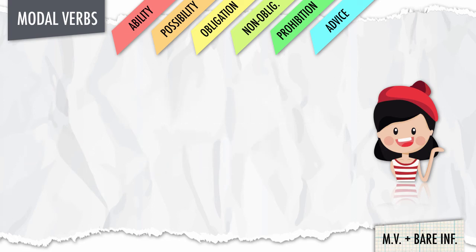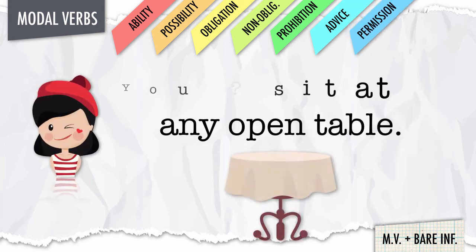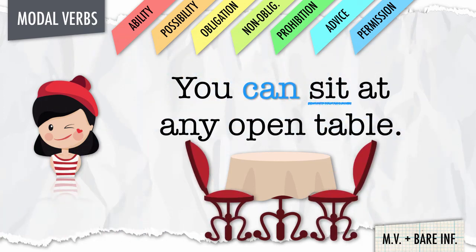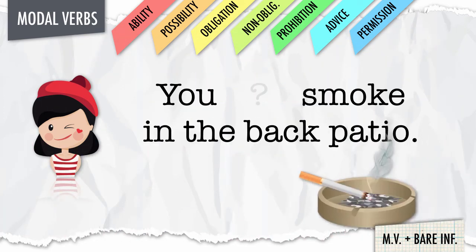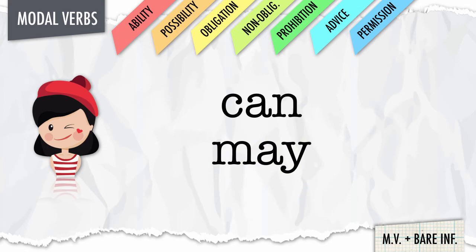She also helps customers by giving them permission. You can sit at any open table. You may smoke in the back patio. Can and may are modal verbs that give permission.